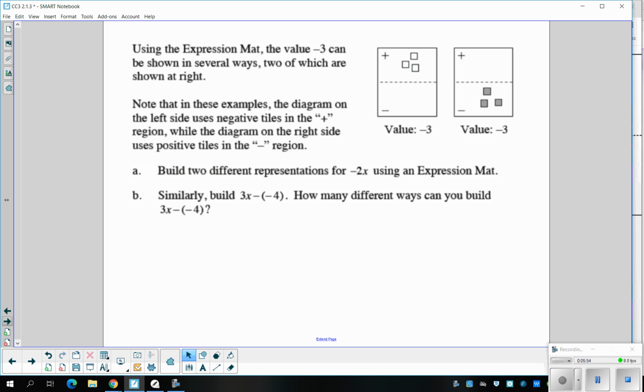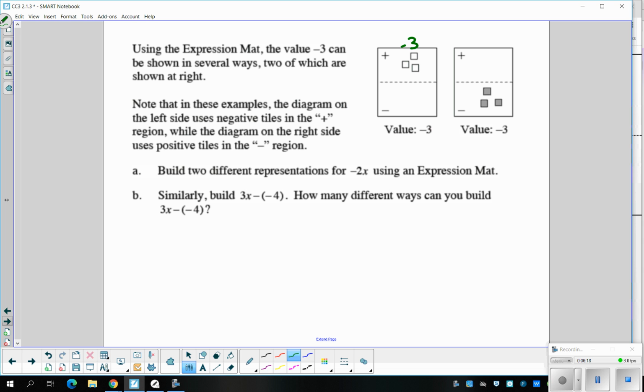Both of the expression mats show -3, but you can see that it looks different because the diagram on the left side uses negative tiles in the positive region. So we have 3 negatives, 1, 2, 3, in the positive region, which means it's -3. The one on top is like what you see is what you get. That's exactly what the value is.